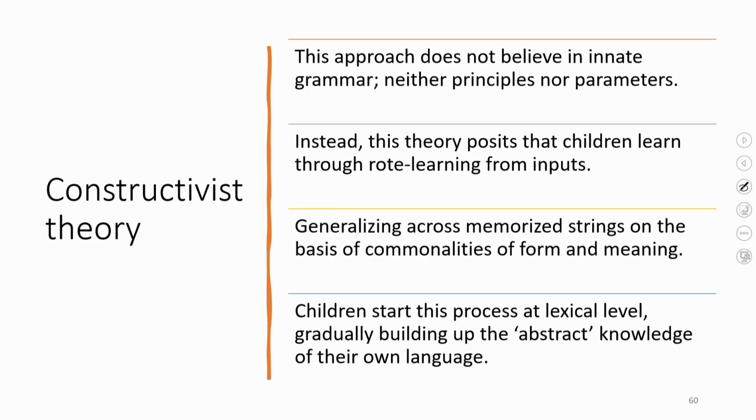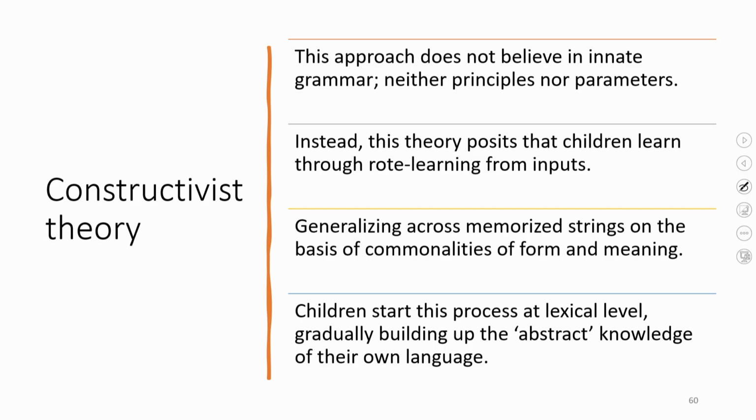Now, constructivist theory does not believe in any innate grammar. It does not believe in either principles or parameters, forget about the switching on and off of parameters, no parameter at all. Here the theory posits that children learn through rote learning from input in the initial stages, and after a point they are able to generalize across memorized strings on the basis of commonalities. So, similar kinds of words appearing in similar positions in the sentences, having similar kinds of meaning, and thereby they are able to generalize across contexts on a category of words, let us say.